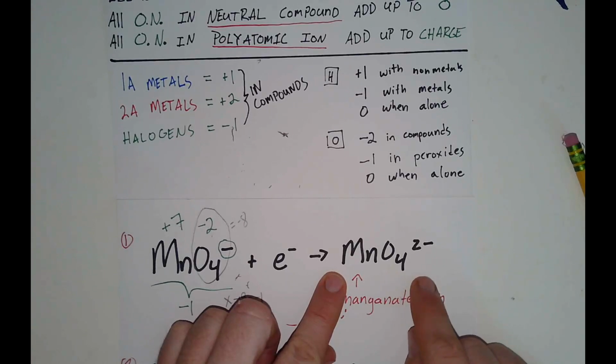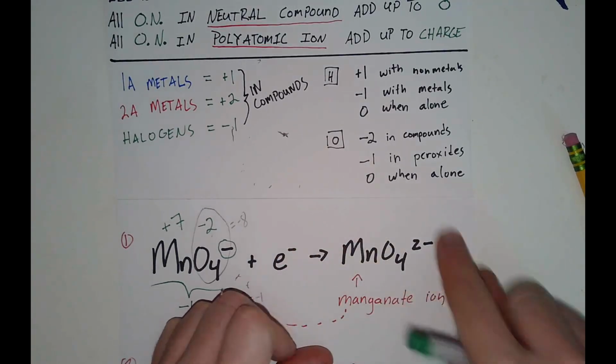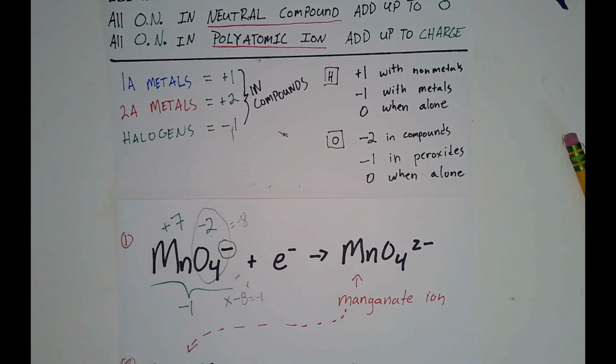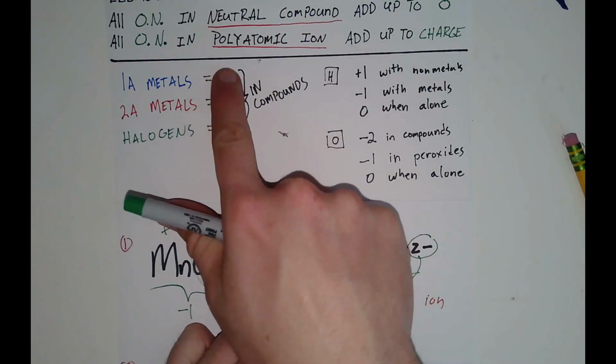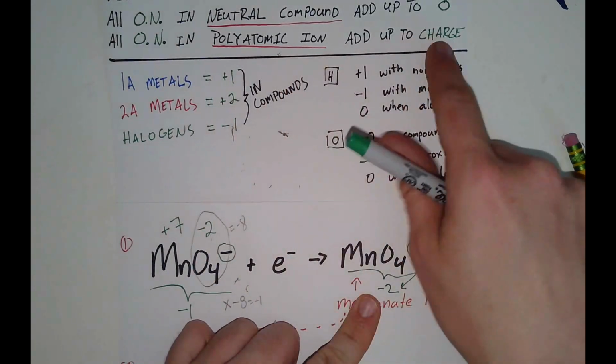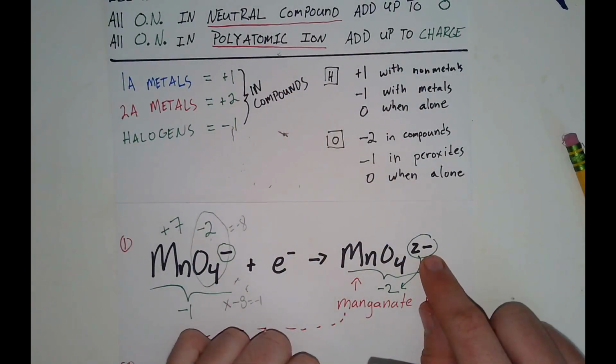Okay, so first and foremost, what's this whole group got to be? This whole manganate ion, what does it need to be? The whole thing together. And it has to be -2 because the rule here says that all the oxidation numbers in a polyatomic ion add up to its charge.